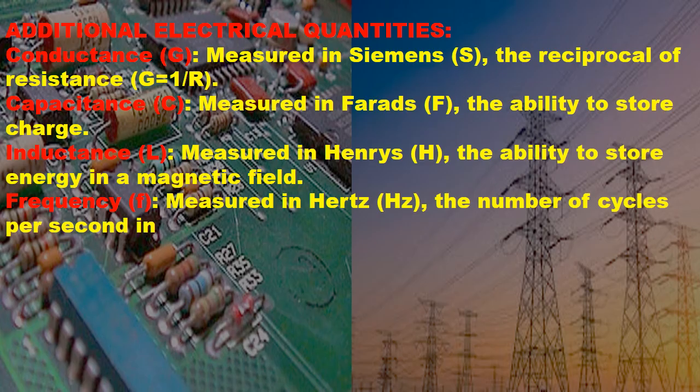Additional electrical quantities, we have conductance. Conductance is the inverse of resistance. It's denoted by G. G is equal to 1 on R. So conductance is basically the measure of the conductivity of a material. Okay, so the lower the conductance, the higher the resistance. The higher the resistance, the lower the conductivity.